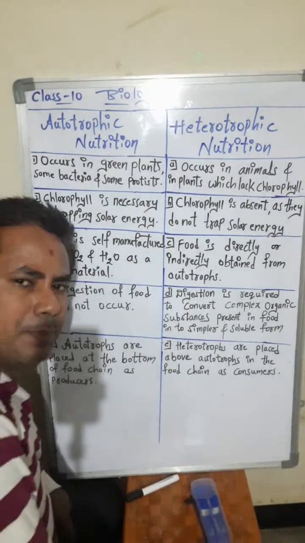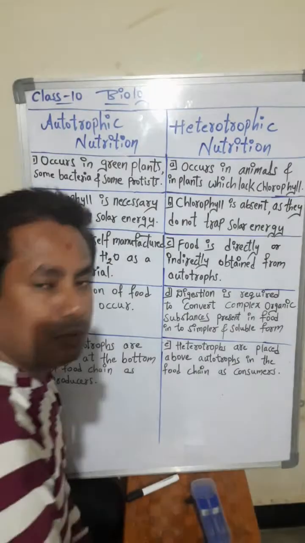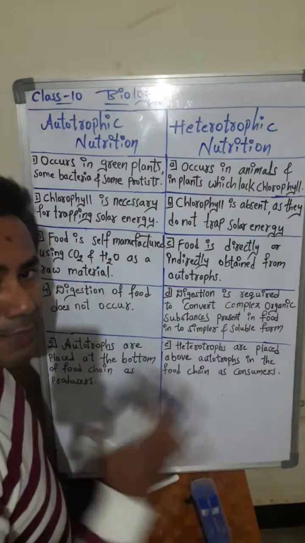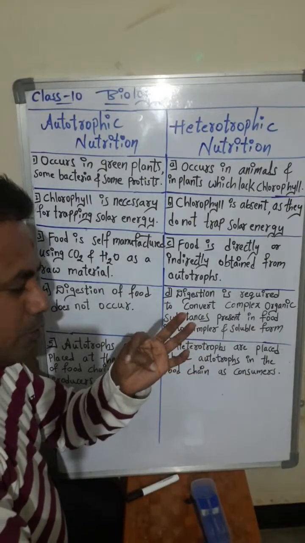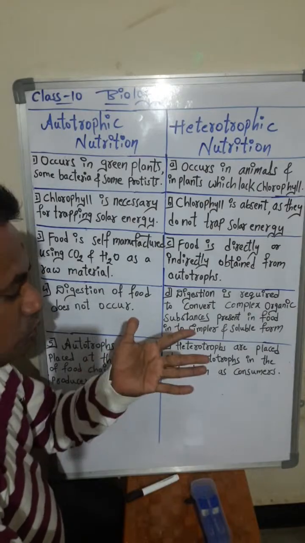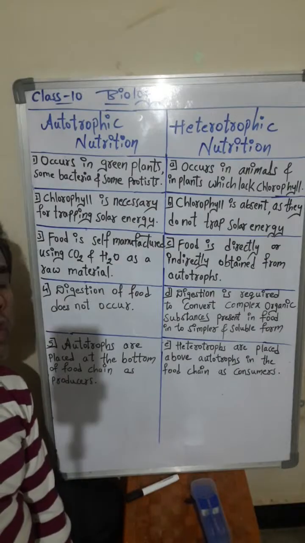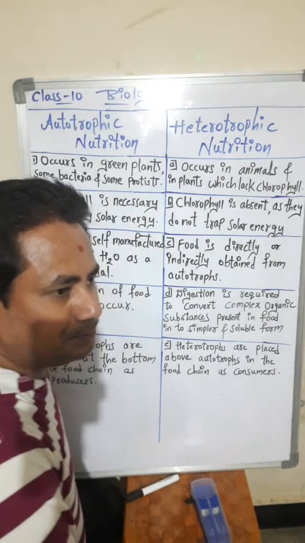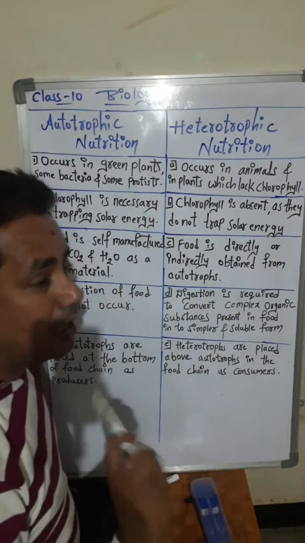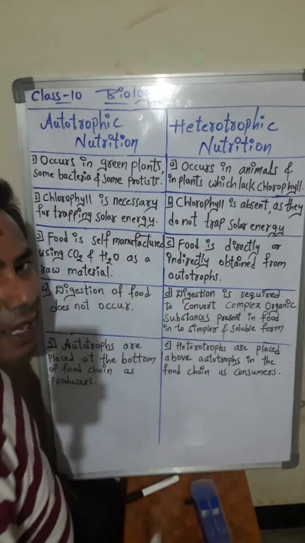So what do you mean by protists? Can you tell me in the comments? There are 5 kingdoms, students: Monera, Protista, Fungi, Plantae, Animalia. Amoeba and paramecium come under protists. But not all amoeba and paramecium prepare their food. Only some protists do.